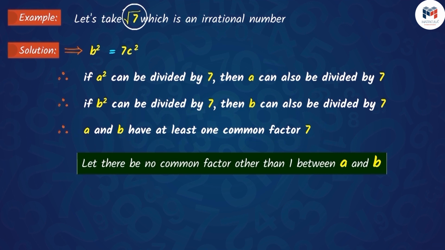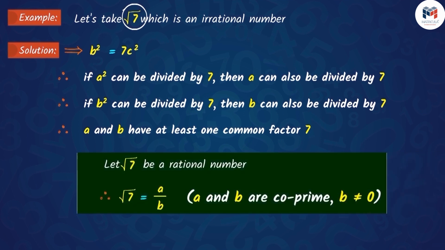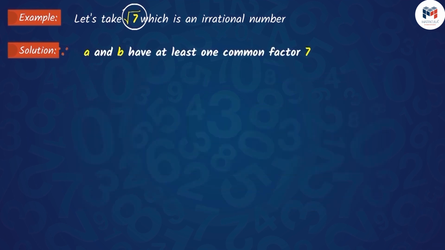This contradiction has occurred because we have made an incorrect or erroneous assumption that the square root of 7 is a rational number. Therefore, we have proven that the square root of 7 is an irrational number because we found a common factor other than 1 in a and b.